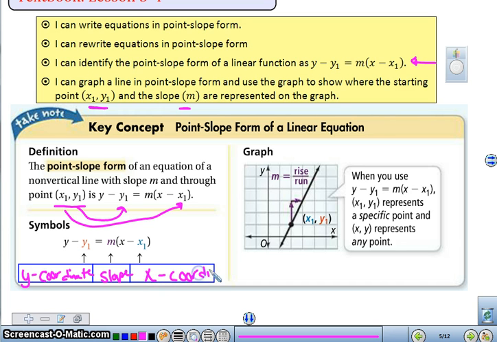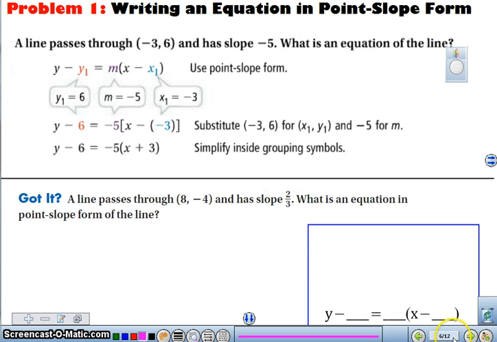A lot of times they will give you that as a starting point when you are looking at these equations. So we want to write an equation in point slope form for a line through negative 3, 6 that has a slope of negative 5.